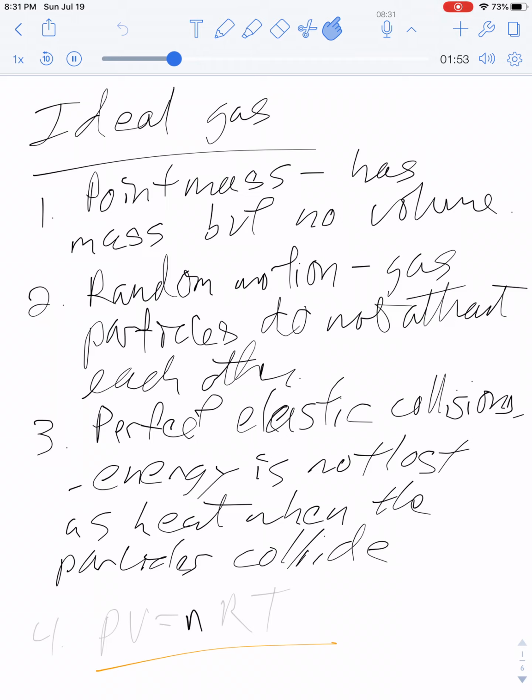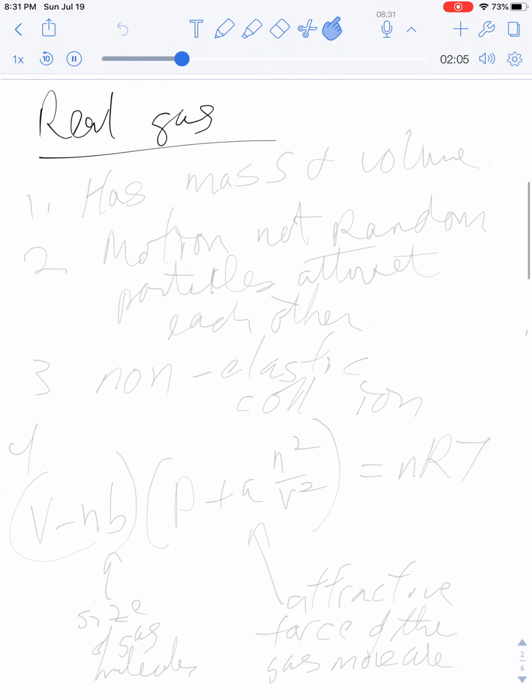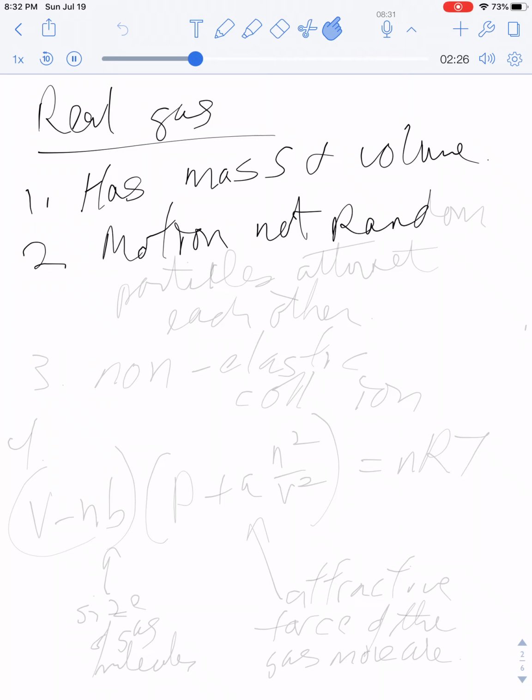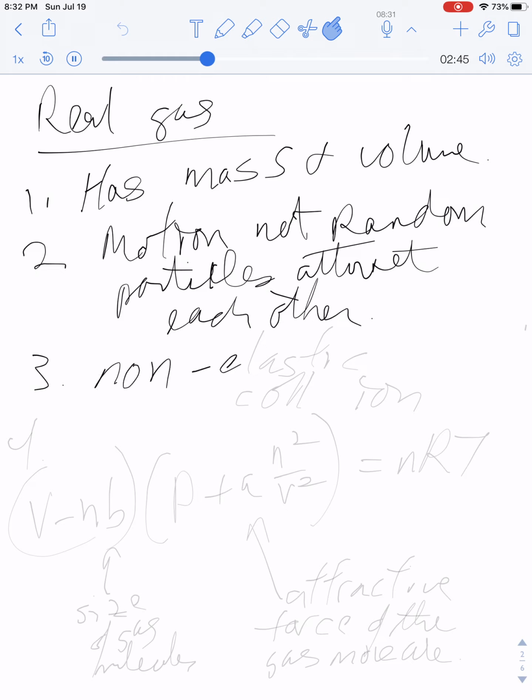So a real gas is basically the opposite of these things. Let me start with point number 1 with a real gas. A real gas has mass and volume. In a real gas, the motion is not random, meaning that the particles attract each other. And third, the collisions are not elastic. We would say non-elastic collisions.